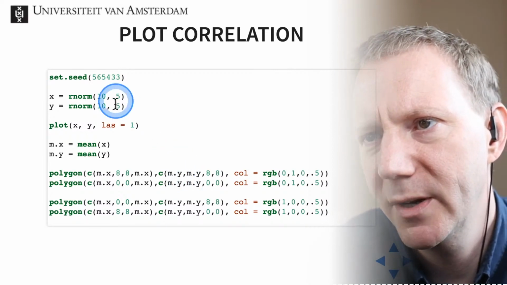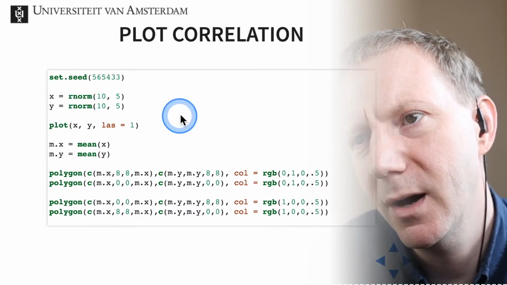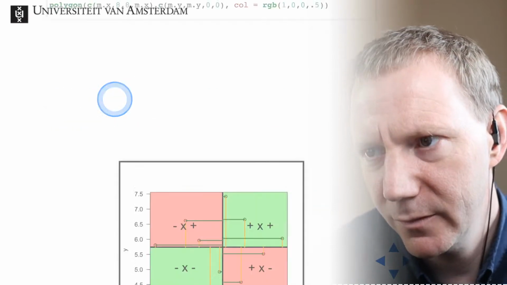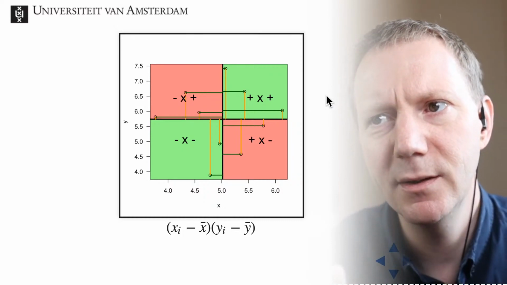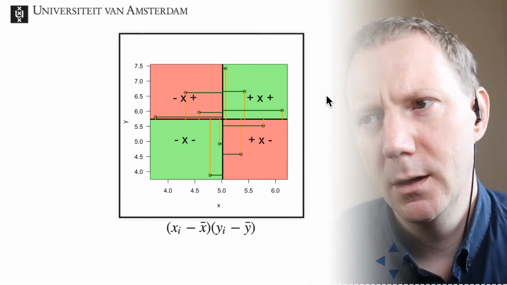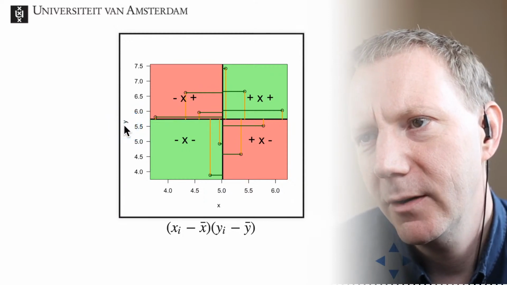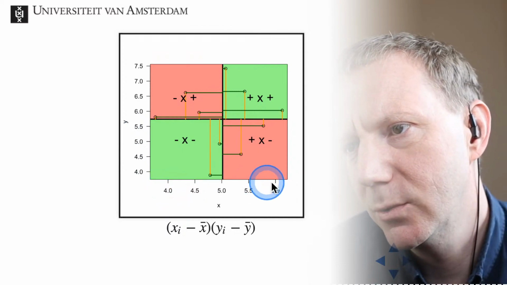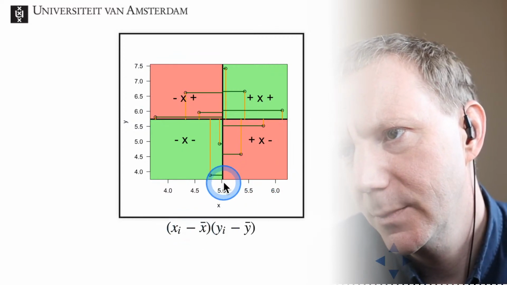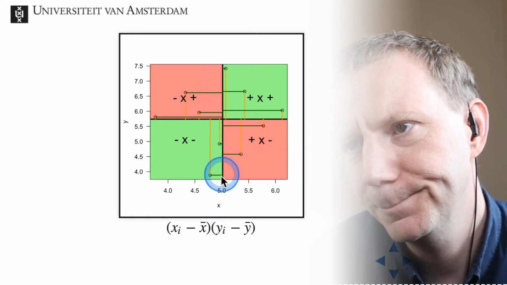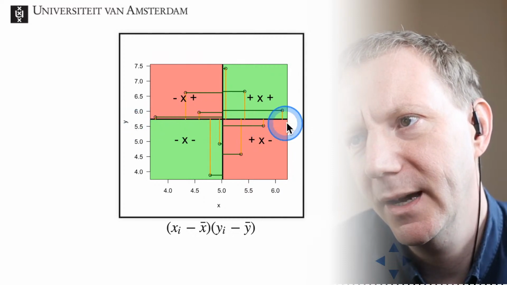So what I'm doing here is just creating some random data, random normally distributed values for x and for y, with a mean of 10 and a standard deviation of 5. And I'm putting the formula that we just saw into a visualization. So what we're seeing here is an x variable and a y variable, and the scores for both of these variables. I've also plotted the mean of x, which is the vertical black line here, and the mean of y, which is the horizontal line here, in black again.